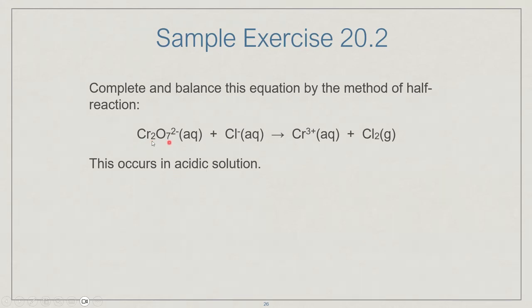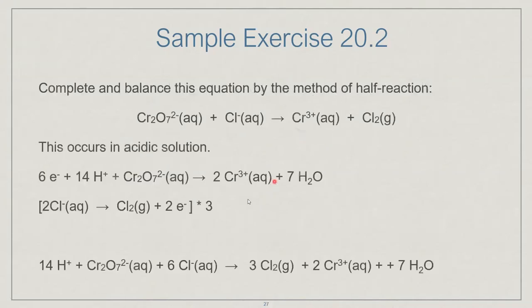So chromium, excuse me. Yeah, and this one actually, I have the entire thing here. But if we think about it, we'll have this as our first piece of the reduction half reaction. So in order to get it balanced, we need to just put a 2 there. That gives us 2 chromium on both sides. But now we've got 7 oxygen on the left. So we need to add 7 water molecules on the right.